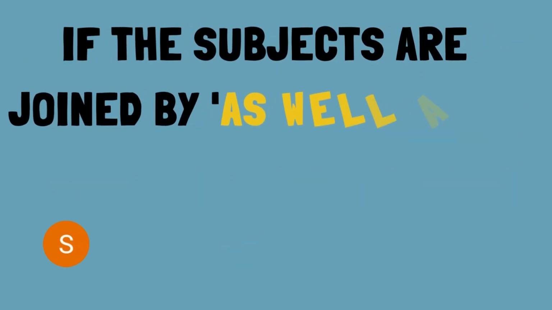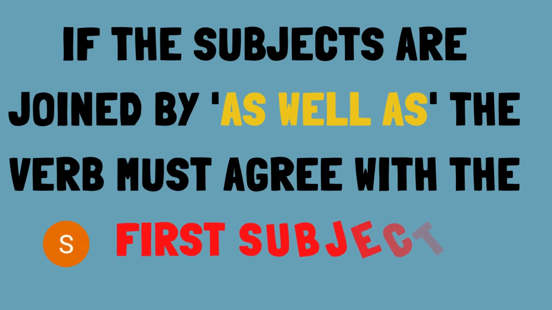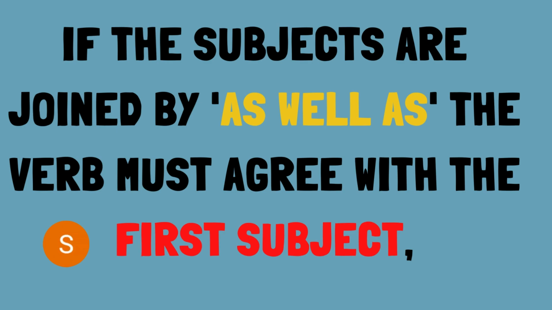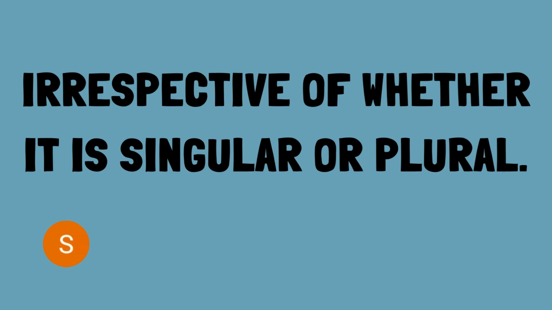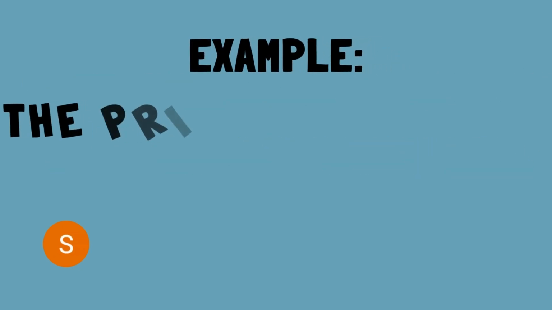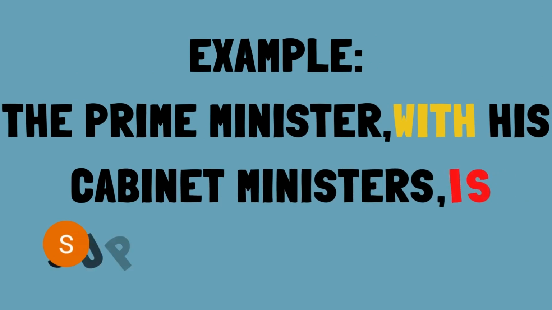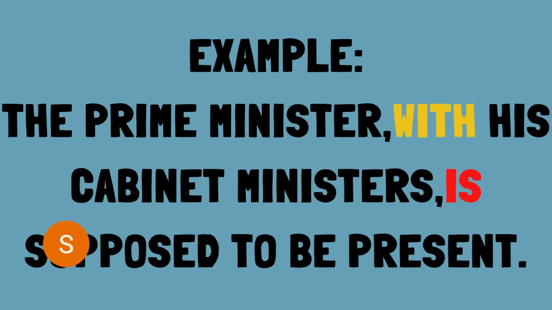Now we'll be seeing the rule related to the phrase as well as. If the subjects are joined by as well as, the verb must agree with the first subject. In such a case, we will not see whether it is singular or plural. We will be just considering the first subject. Let us see the example. The Prime Minister, with his cabinet ministers, is supposed to be present. In this sentence, you can see the use of with, and the verb which is used is singular.